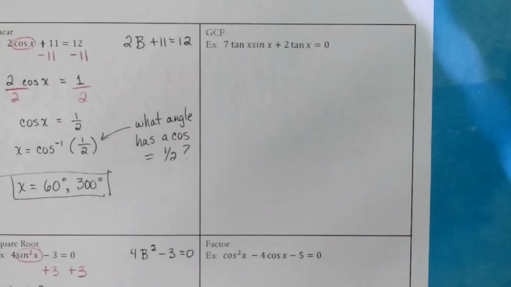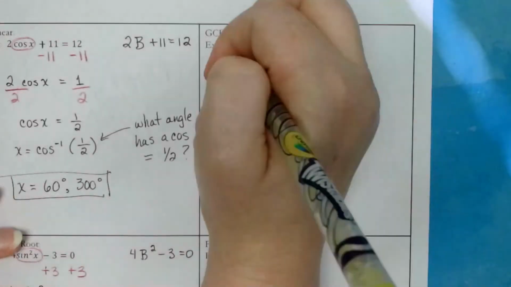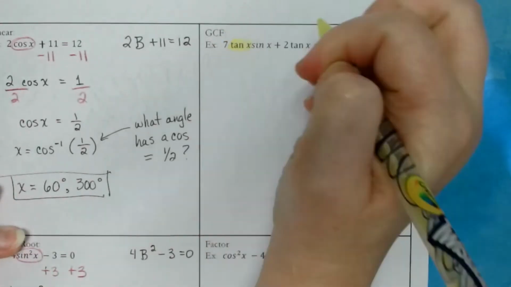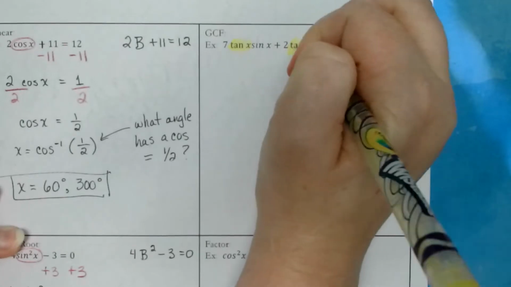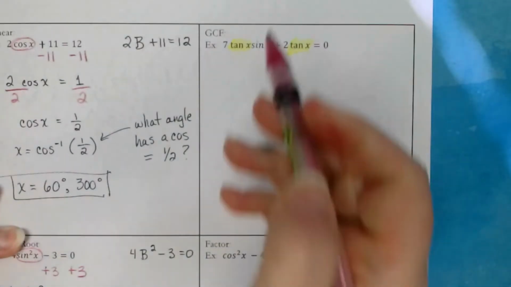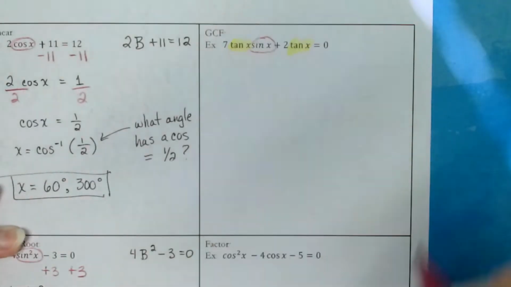All right, masterminds. Now that we've got our simple trig equations down, solving the linear and the square root ones, we're ready to move on to the tough stuff. This is great. So I'm looking here at this wonderful one and I see tangent, tangent, and sine. And you're panicked. It's okay. It's not a big deal.